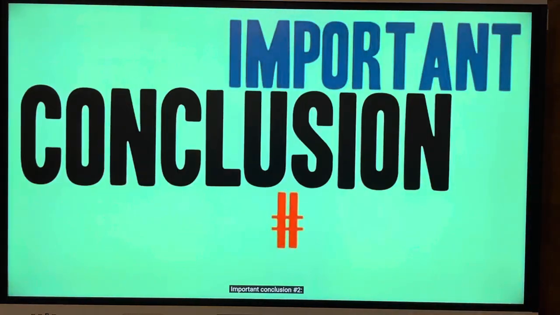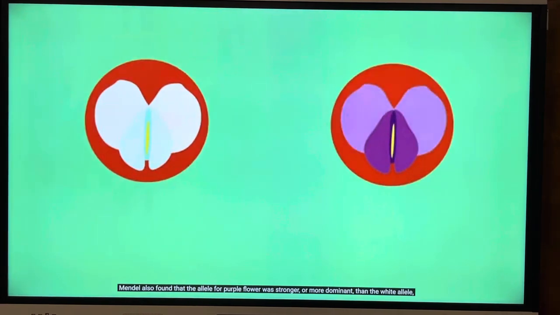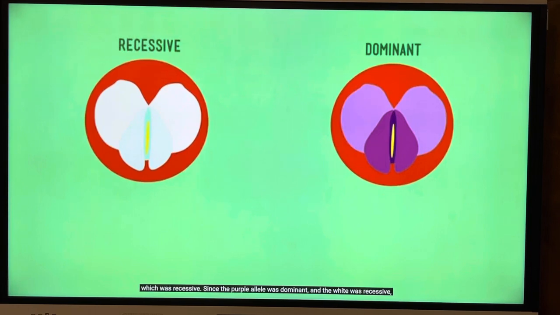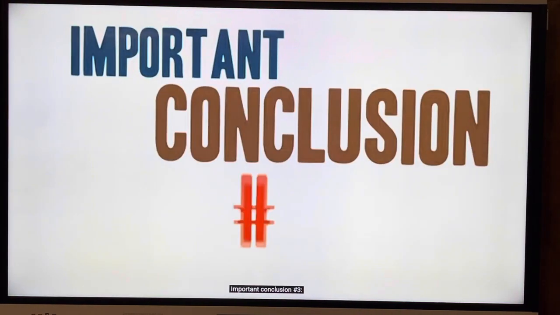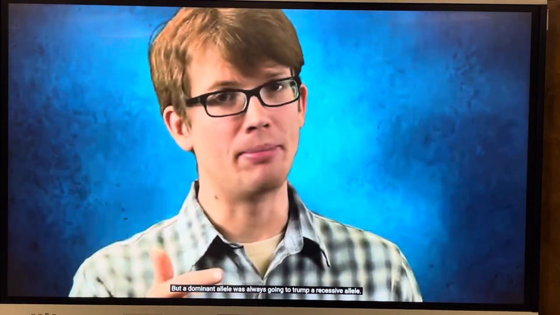Important conclusion number two, Mendel also found that the allele for purple flowers was stronger or more dominant than the white allele, which was recessive. Since the purple allele was dominant and the white was recessive, a plant inheriting one purple and one white allele would produce purple flowers. Important conclusion number three, even though the purple allele was dominant, that didn't mean that it was being tossed into the mix more often. It was just being expressed more often. In fact, Mendel concluded that which trait a parent was throwing into the ring, purple or white, was totally random. But a dominant allele was always going to trump a recessive allele.